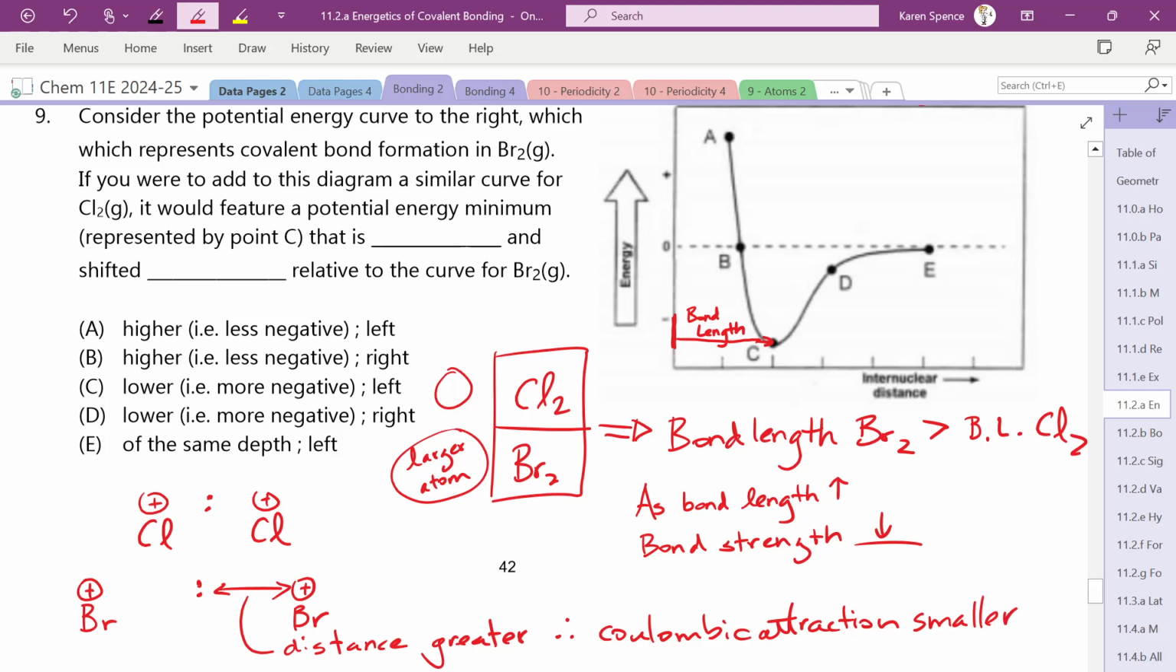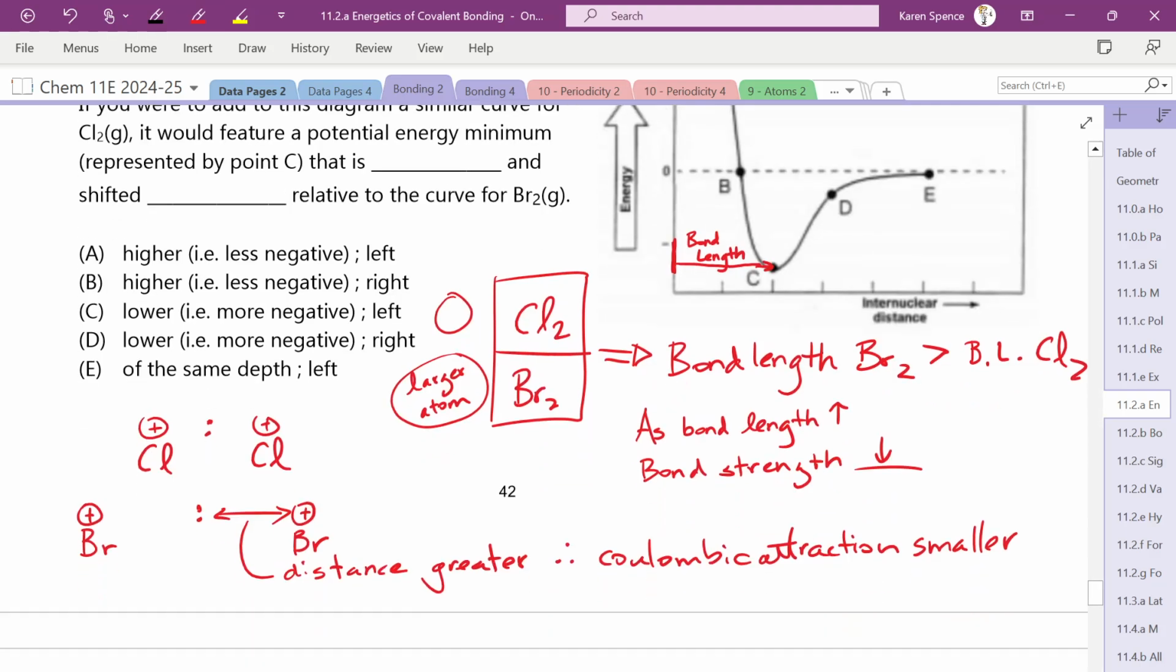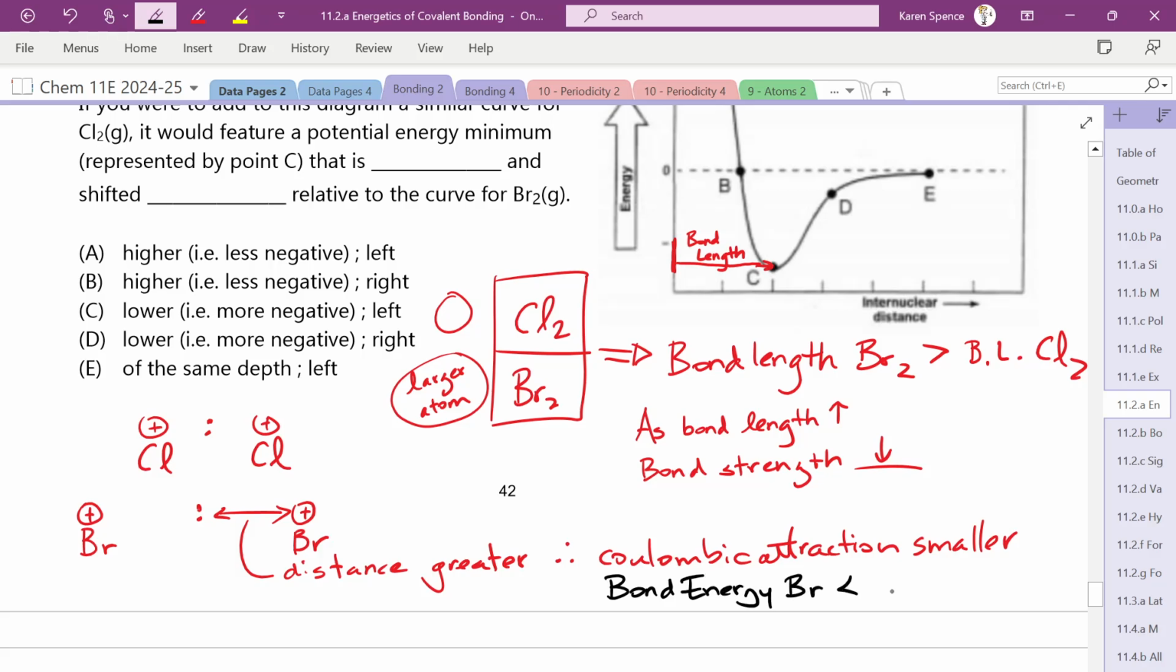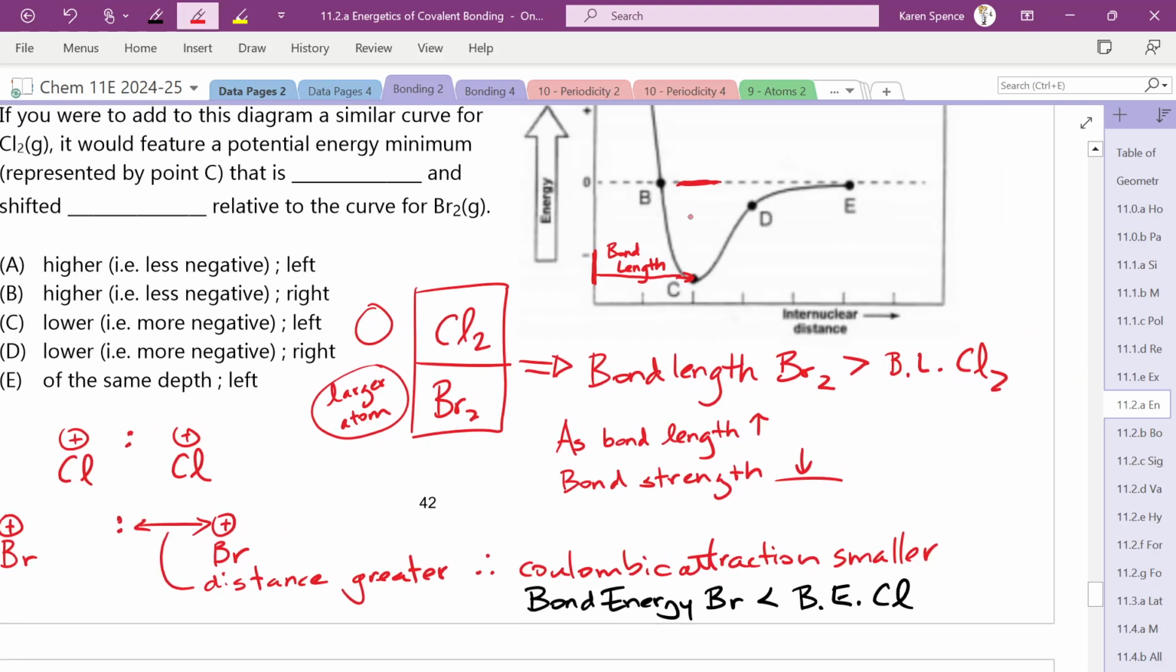And so the bond energy of bromine is going to be smaller than the bond energy of chlorine. And if the bond energy is smaller, where do we start and where do we end on the graph to measure the bond energy? We start at the x-axis and we measure down to measure the bond.